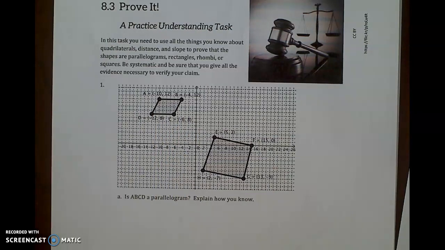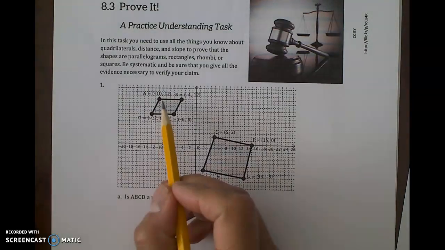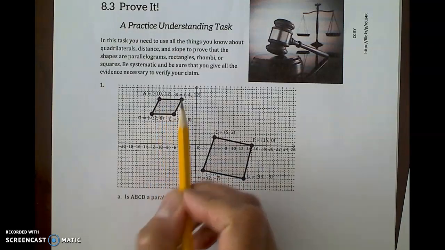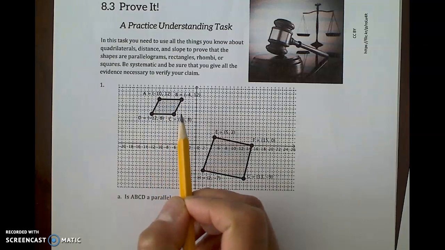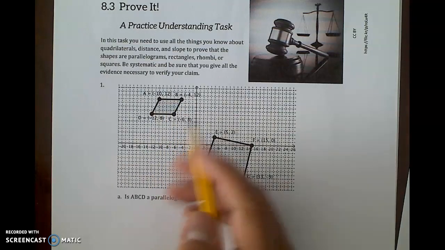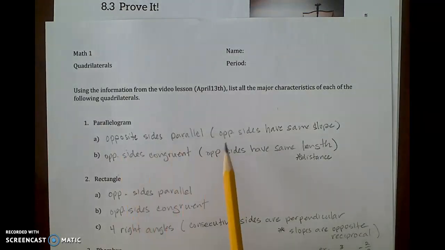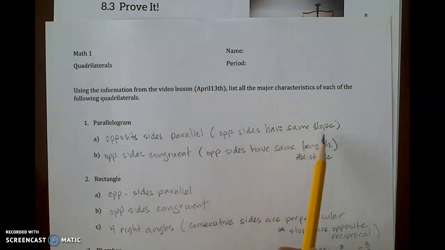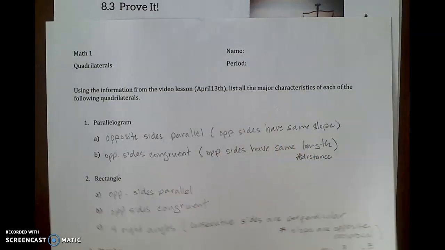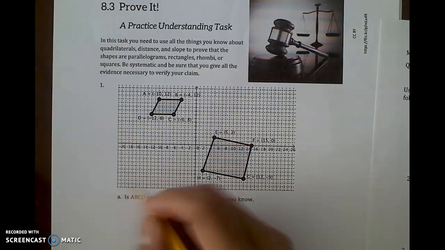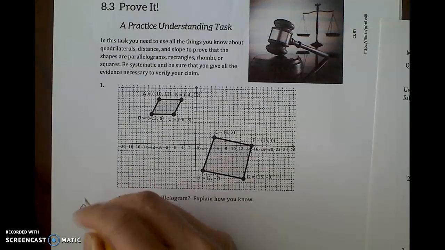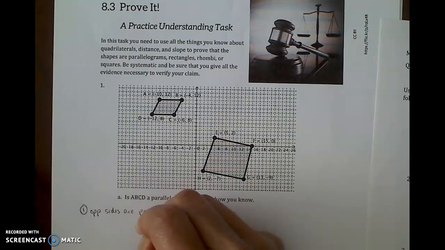Alright, so the first thing we need to prove is, are the opposite sides parallel? So we're looking at side AB and side DC. Those are sides that are opposite each other. Back to the notes, it says opposite sides parallel. If opposite sides are parallel, that means the opposite sides have the same slope. So we need to find the slope. We're trying to prove the first characteristic, that the opposite sides are parallel.